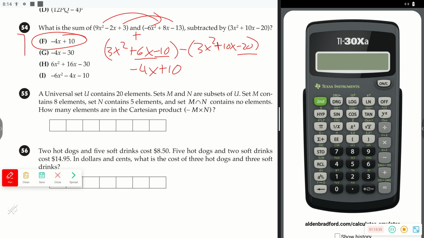Yeah. So that was adding trinomials, and we actually had to then subtract trinomials. So it was kind of a compound problem.